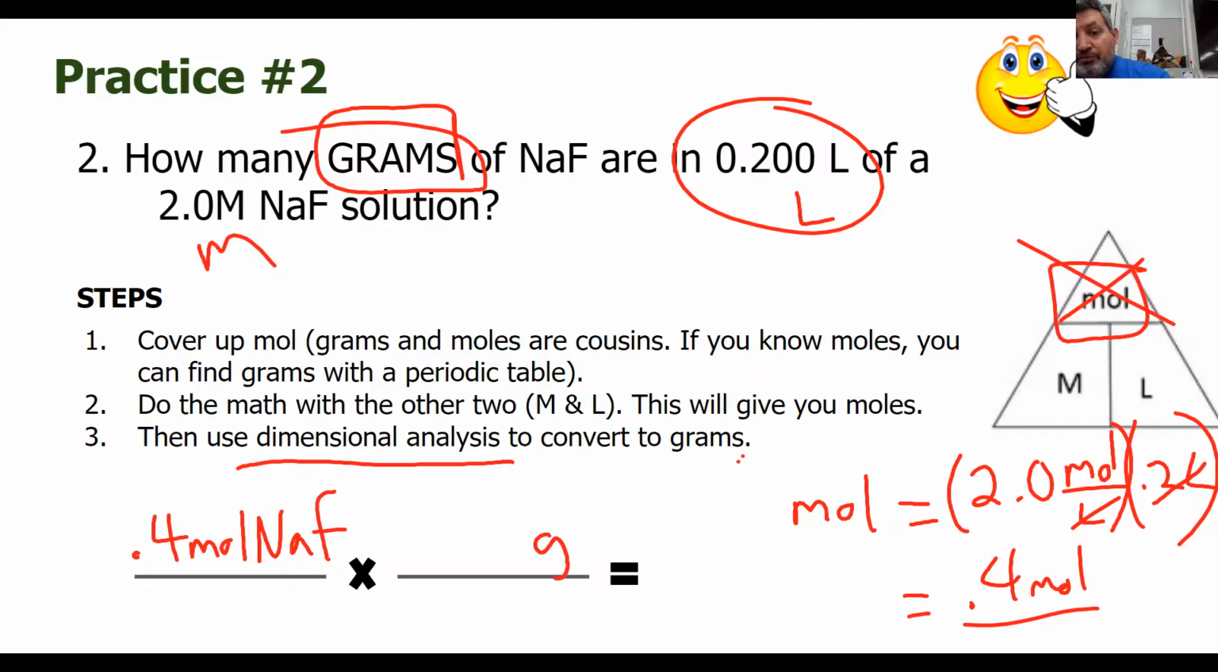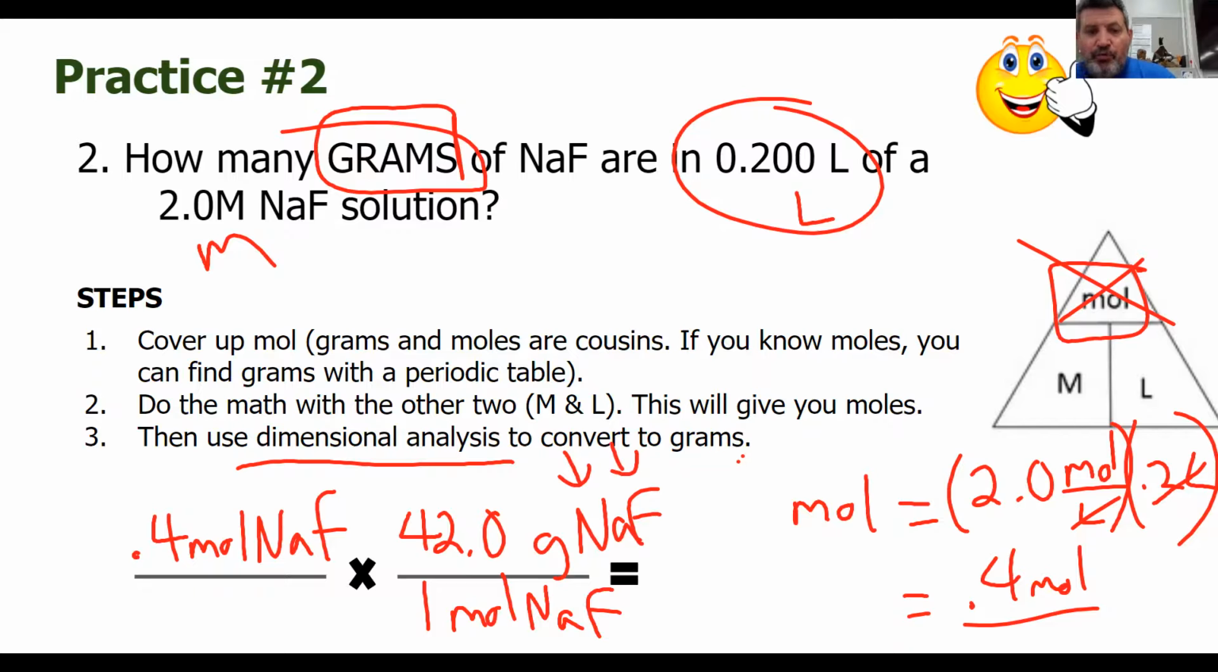And remember, if you're looking for grams, you need to go to your best friend in this class, and that is the periodic table. If you look up sodium and fluorine and add them together, you get 42 grams. So 1 mole of NaF is 42 grams from the periodic table. We've done this before, it's been a while, so just reviewing that. The moles cancel out, and we get the grams for our answer.